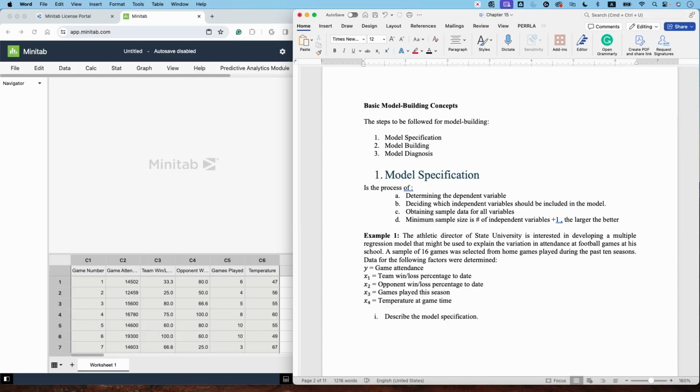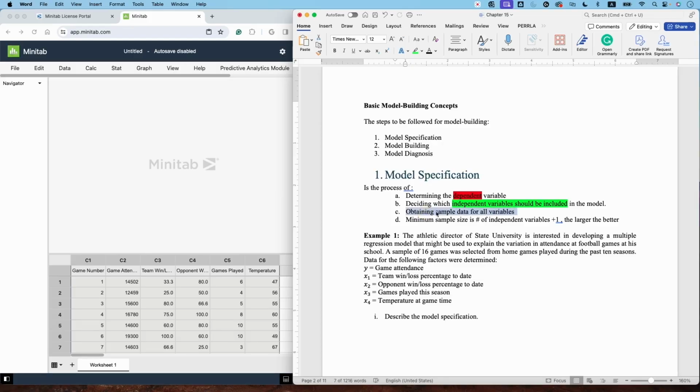So what is the process of model specification? First of all, you have to understand the problem. Understanding the problem is knowing your dependent variable and deciding which independent variables should be included in the model. We have to know the dependent variable, how many independent variables we have, and which ones we would like to include, or believe may contribute, okay? After that, we would like to know the sample data that we are going to get.